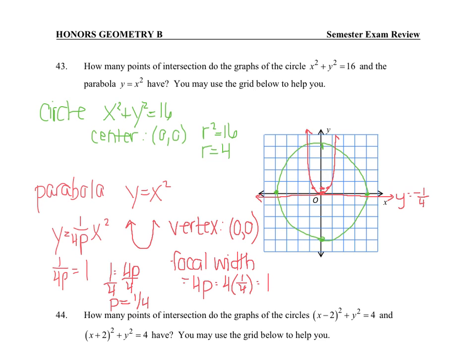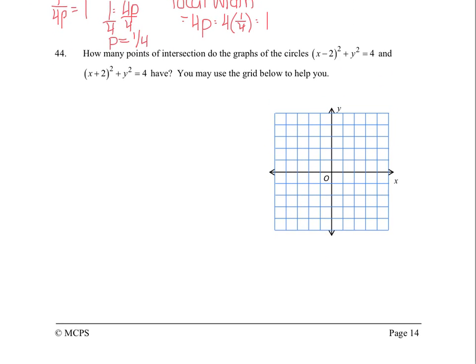I can see from here that I'm going to have 2 points of intersection, because my circle intersects with my parabola at those 2 points. You don't need to find out what they are, you just need to know how many. These points down here do not count because we really are looking at the parabola. Even though the directrix is part of the graph, it's not actually part of the parabola. Think back to quadratics. Our parabolas are U-shaped graphs. For 43, sorry, that was 43.